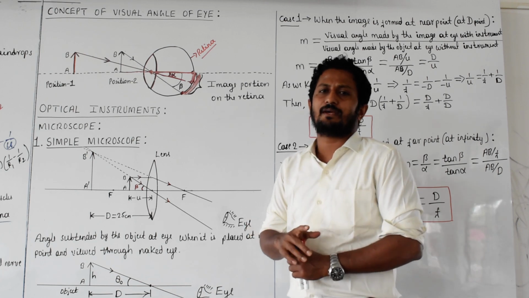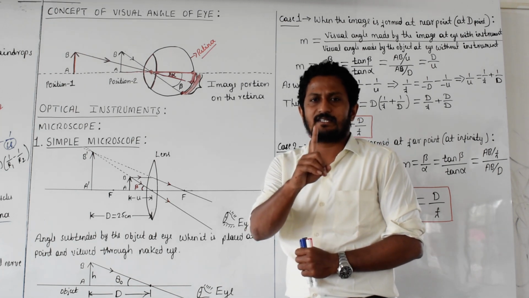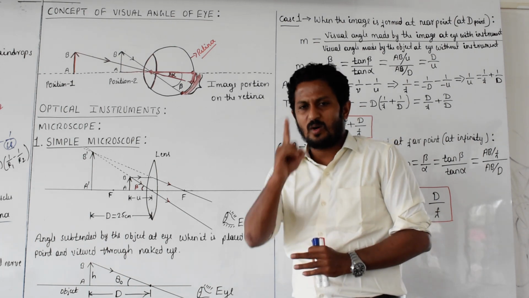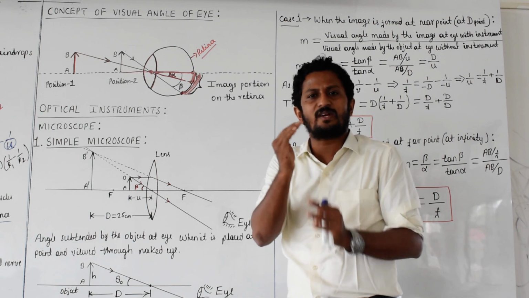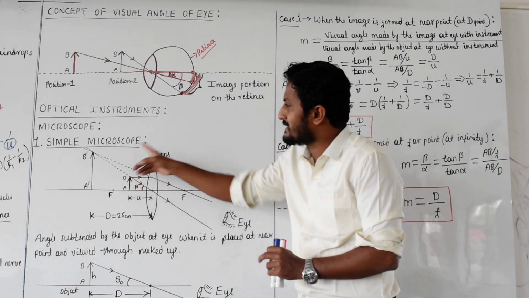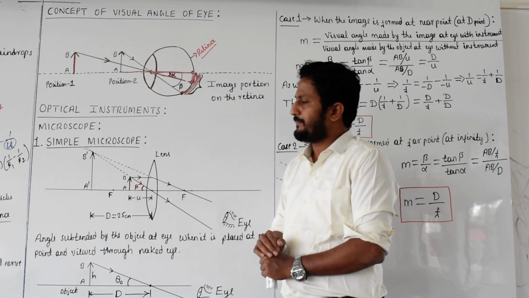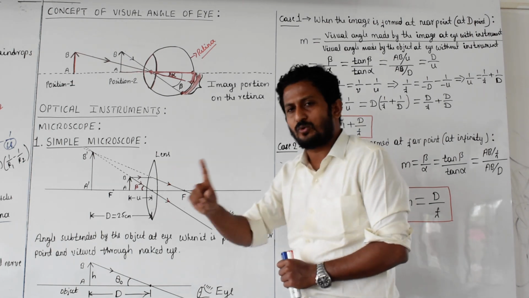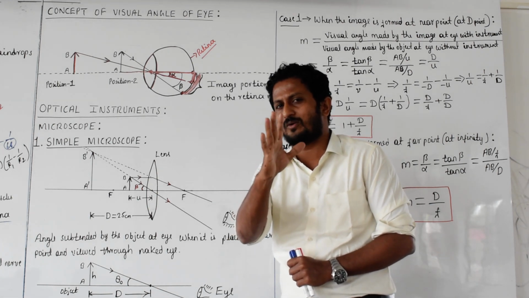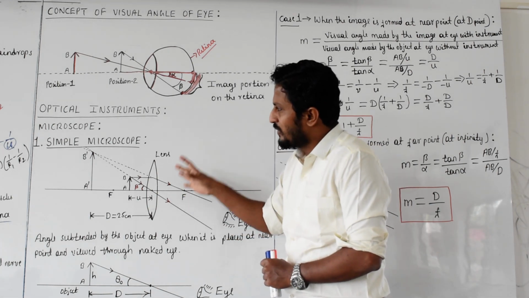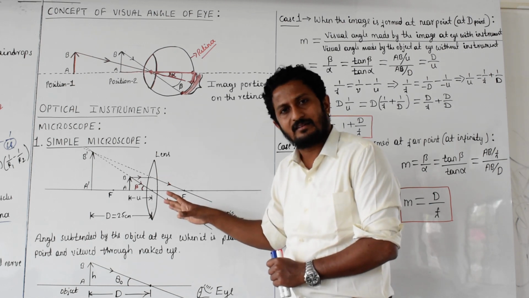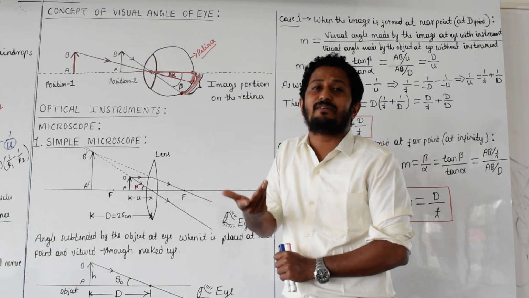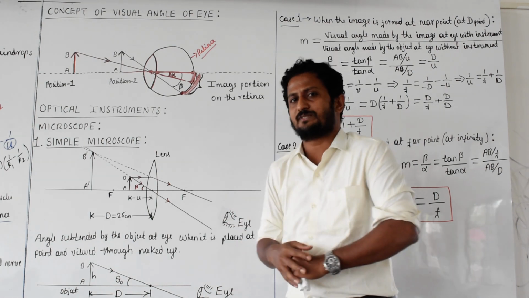This simple microscope consists of one single biconvex lens. One single biconvex lens we call a simple microscope. See here what is happening. We just have to take one single biconvex lens, and with the help of that simple microscope we are going to get the magnified image of a small object.